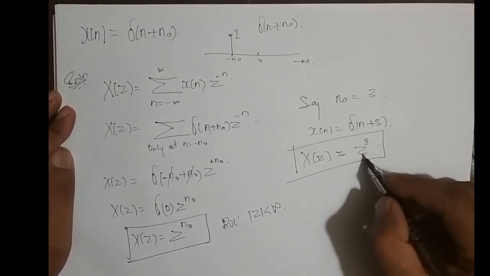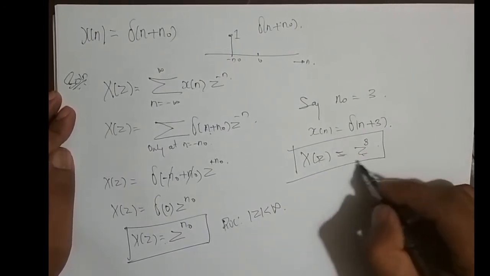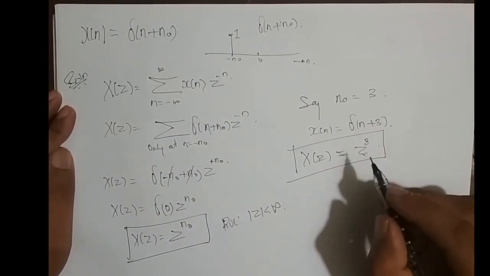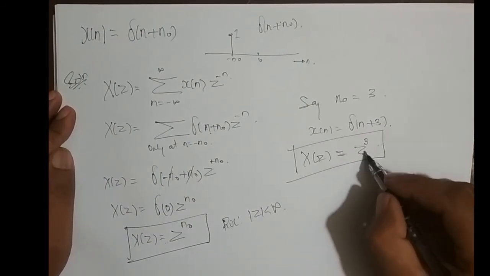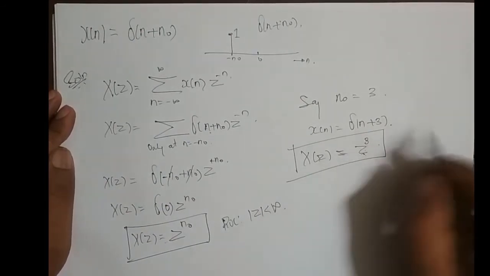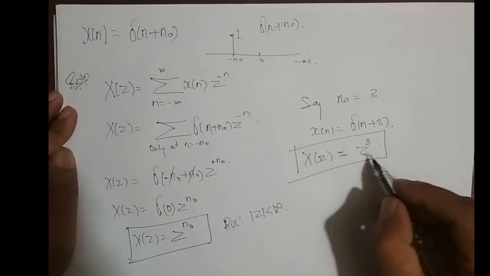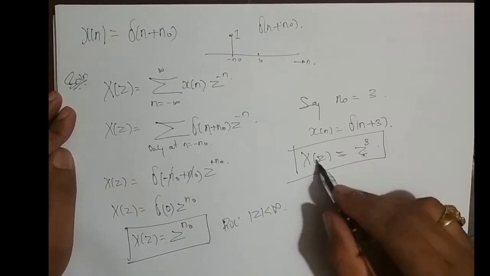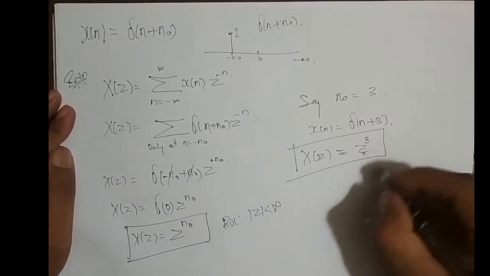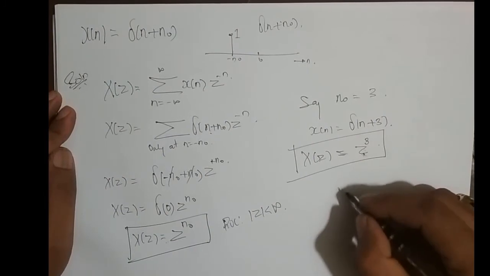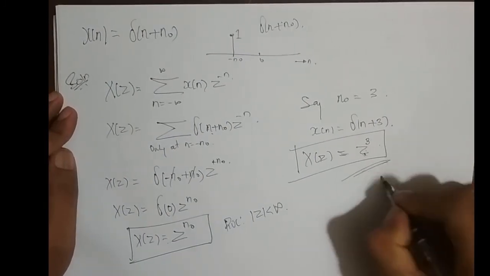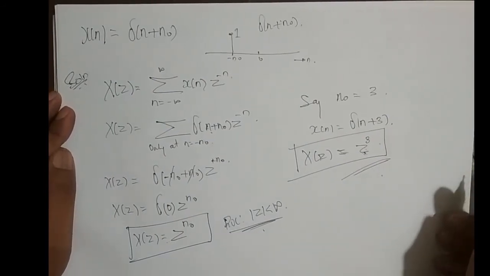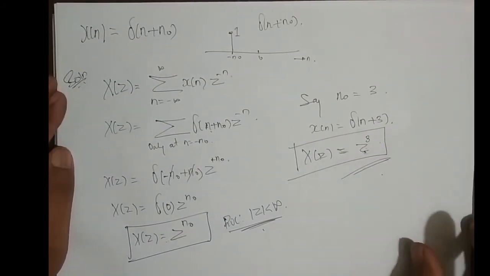It is the values of z for which x of z converges. So for what all values of z does this equation converge? For 0 it has a finite value, and you give any value of z including a complex number, this converges except at z equal to infinity. As soon as I put z equal to infinity, x of z goes to infinity. So therefore the ROC is the entire z plane except at z equal to infinity. That's the reason I wrote directly magnitude of z is less than infinity. This we already discussed in the previous videos.